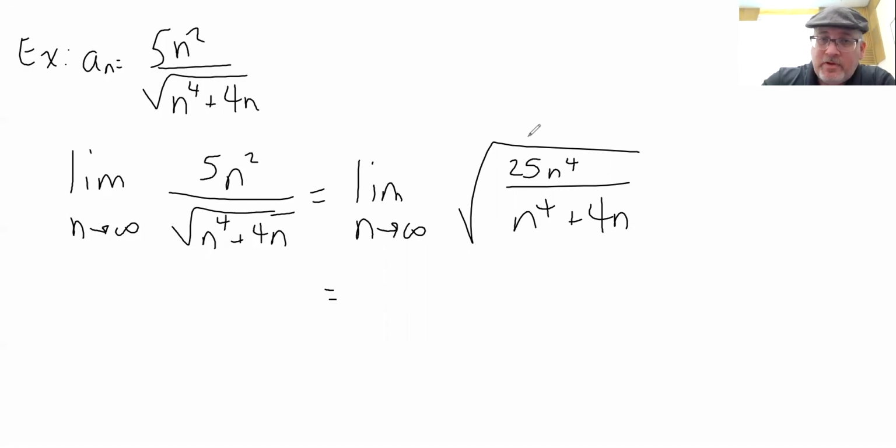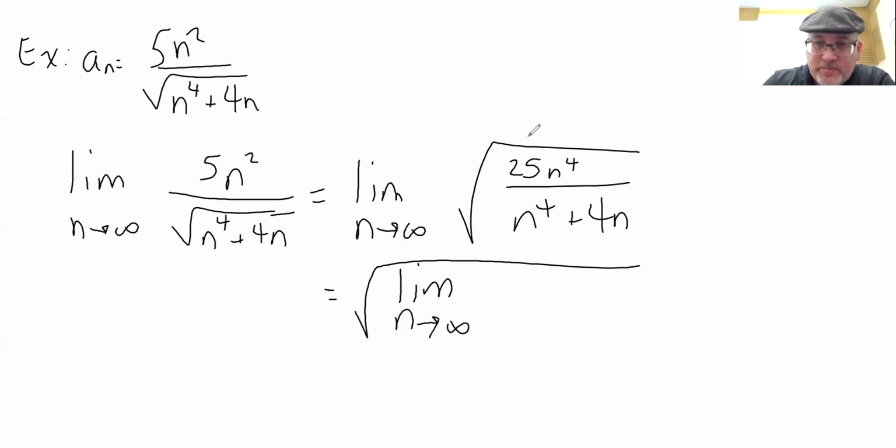You write that. Now we can slide the limit inside the square root because the square root is still continuous over this range of n values. And we can talk about taking the limit as n approaches infinity of 25 n to the 4th over n to the 4th plus 4n.